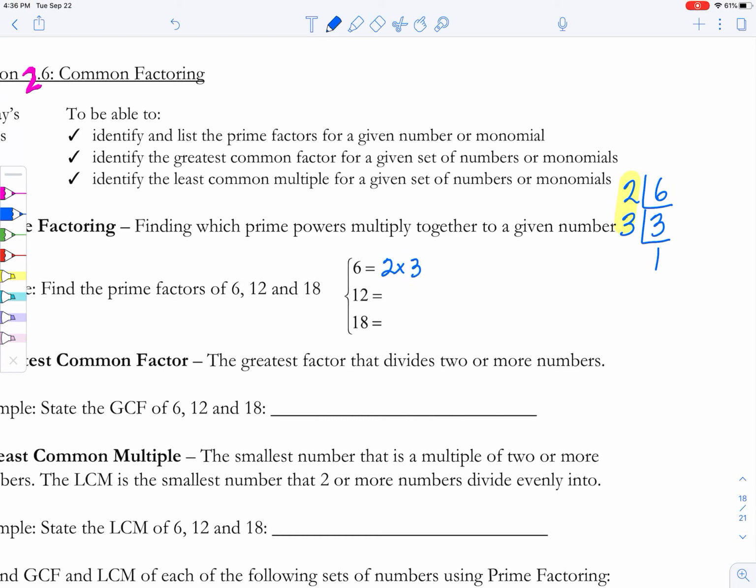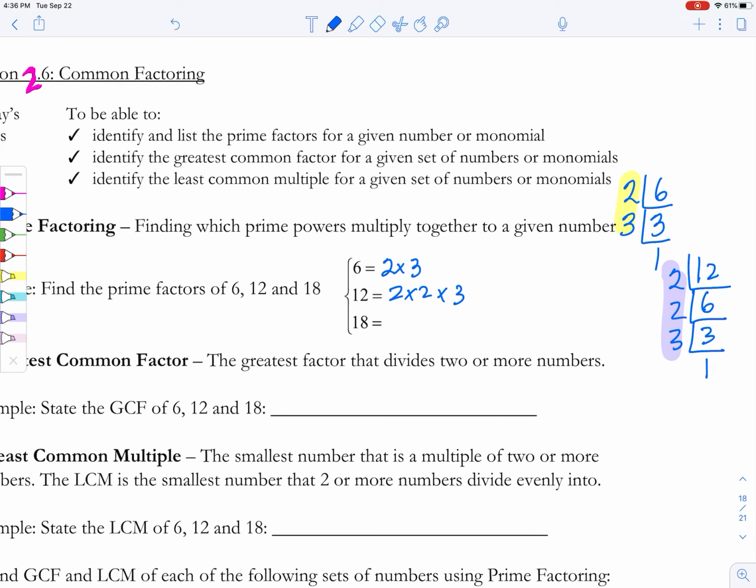If we're looking at the prime factors of 12, 2 is smallest. It goes in, we get a 6. 2 goes into 6, we get 3. 3 is the next prime, goes in and gets 1. Here would be the prime factors of 12: 2 times 2 times 3.